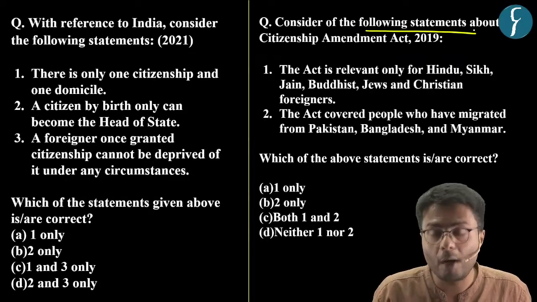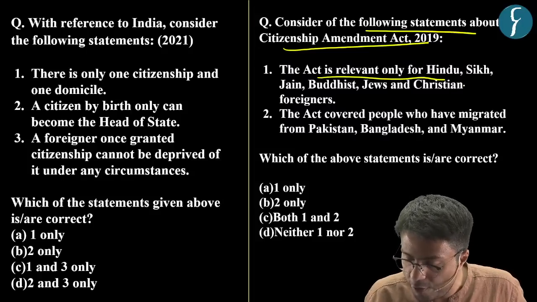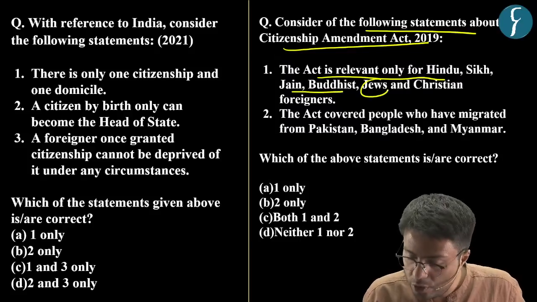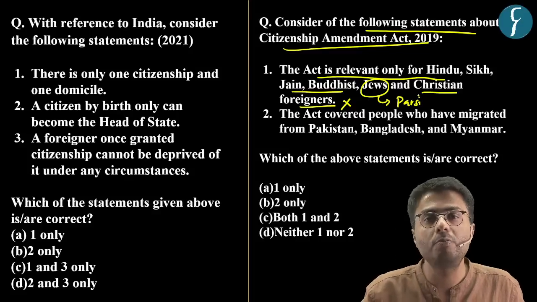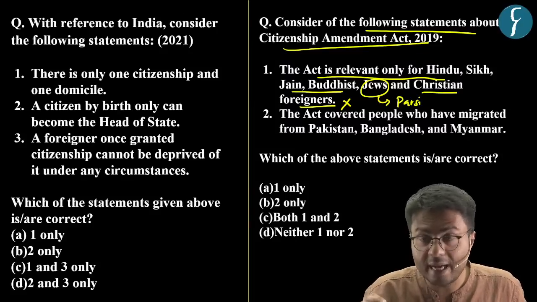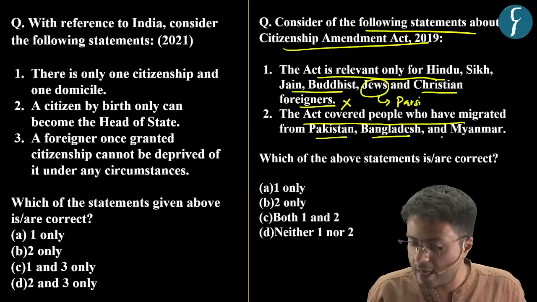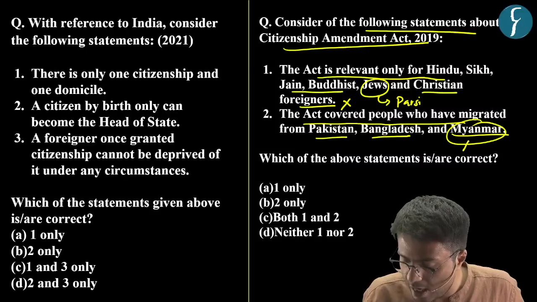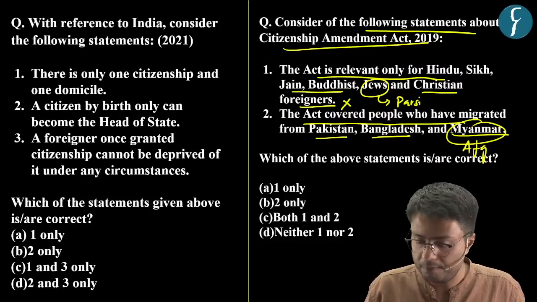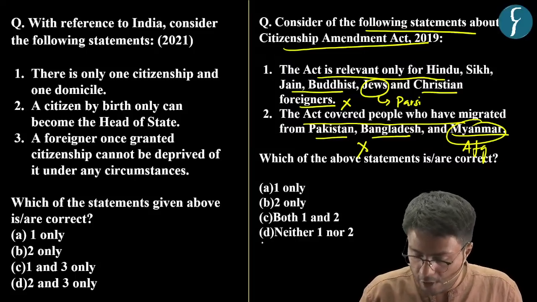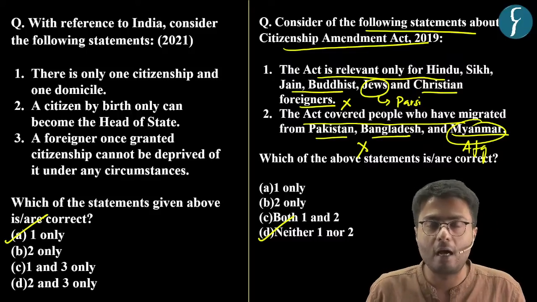Consider the following statements about the Citizenship Amendment Act of the year 2019. The first statement says that the act is relevant only for Hindus, Sikhs, Jains, Buddhists, Jews and Christian foreigners. Now this statement is incorrect because it is Parsis and not Jews that are eligible for Indian citizenship. Further, the second statement highlights that the act covered people who have migrated to India from Pakistan, Bangladesh and Myanmar. Now, as we have discussed, it is Afghanistan and not Myanmar from which religious communities are eligible for citizenship. Hence, as both of these statements are incorrect, option D is our right answer. As far as the PYQ is concerned, option A was the correct answer.